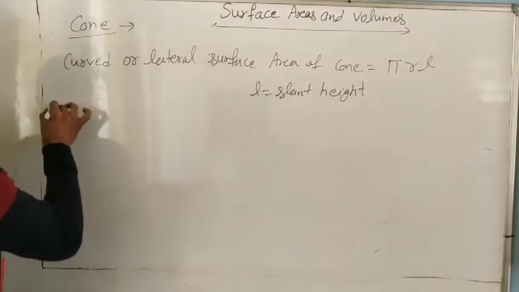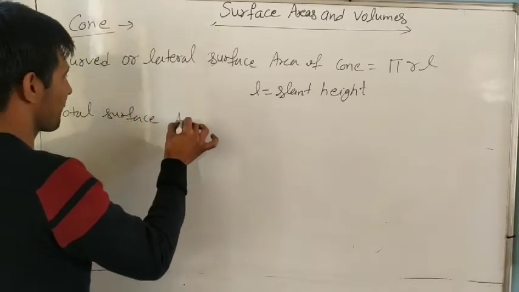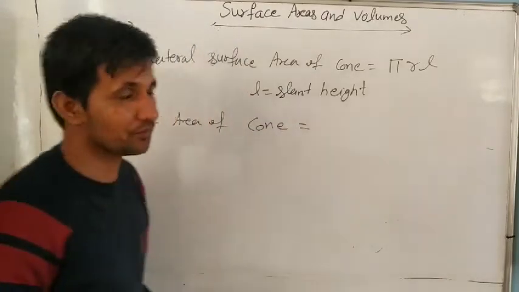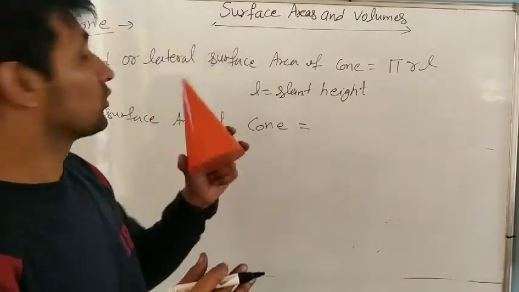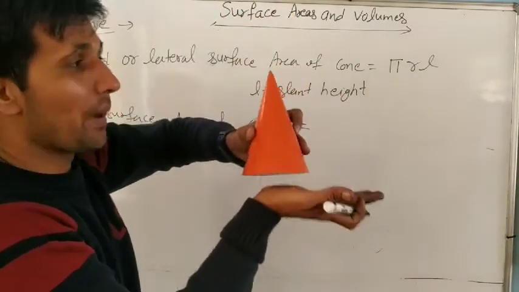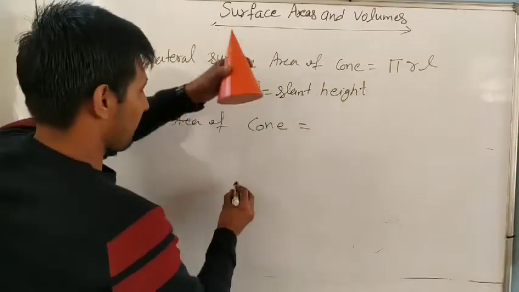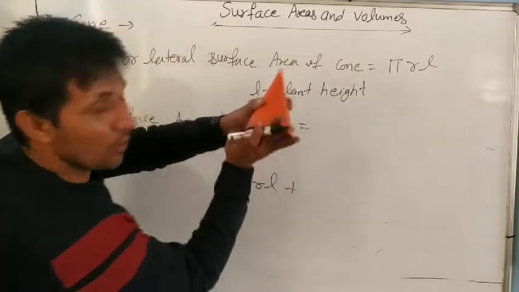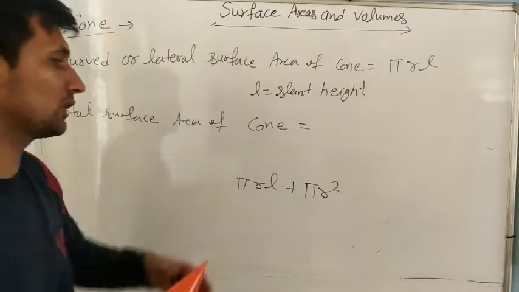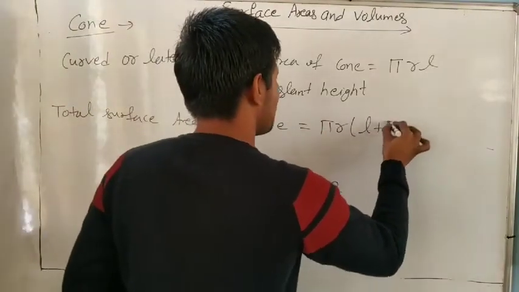Next is total surface area of cone. How will you find? Curved surface area plus top and base. Top is point, so area of point is 0, and area of base, so pi r l plus area of base, plus pi r square. Very simple. If you know curved surface area, total surface area, you can find it. So what is common? Pi r. What is left? L plus r.